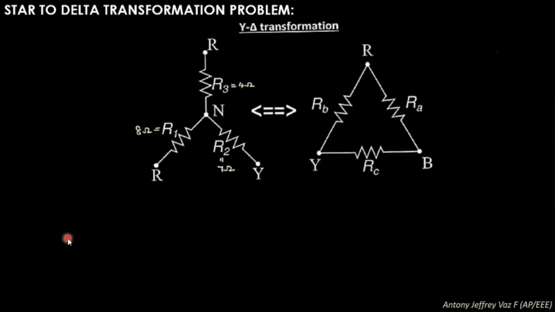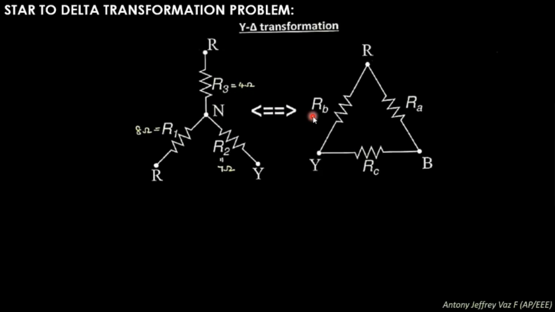Okay, this is the problem. Now I ask you to write this problem over here. Draw the circuit. Draw this star connected circuit, and then draw this circuit as it is. Now use the formula that you have written in your notebook to convert star into delta.